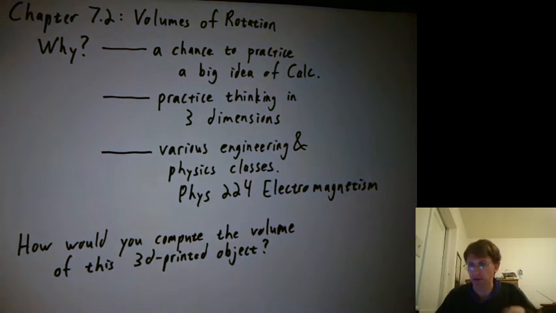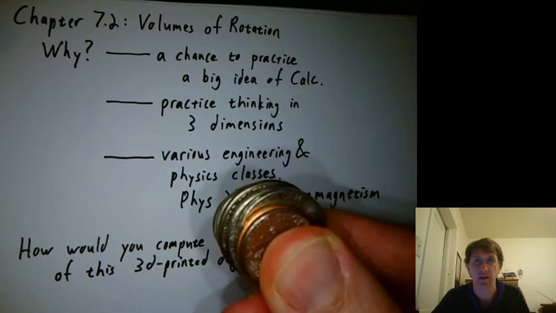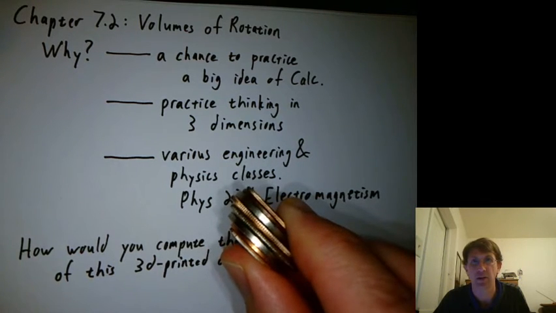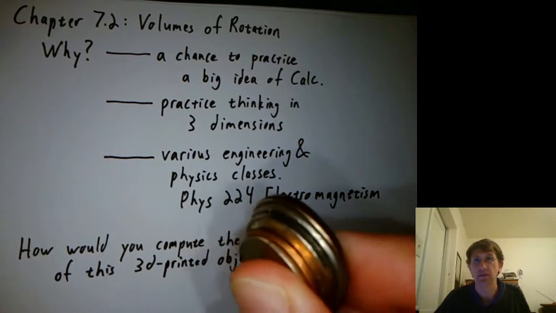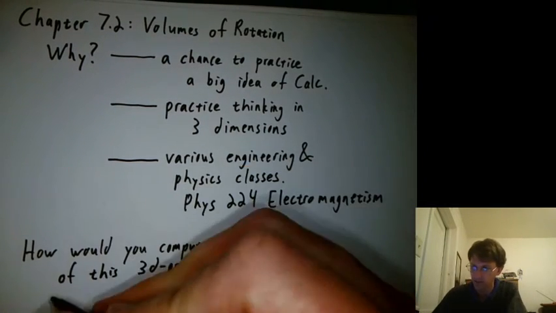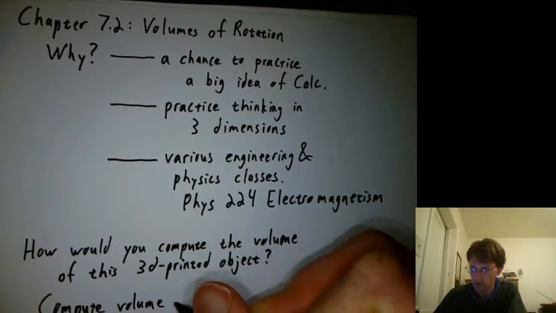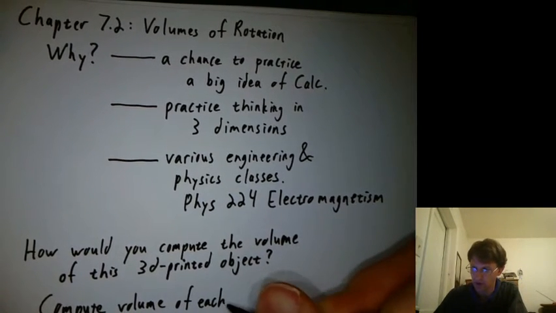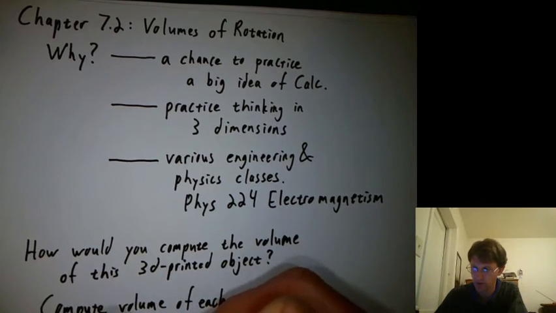All right, welcome back from pausing. Perhaps you thought of the 3D printed object as kind of a stack of discs, kind of like a stack of a dime, a penny, a nickel, a quarter, and then a quarter, a nickel, a penny, and a dime. So could you compute the volume of each of those little slices and then add them all up? So let's talk about that. Compute the volume of each coin-like slice. Add it all up.